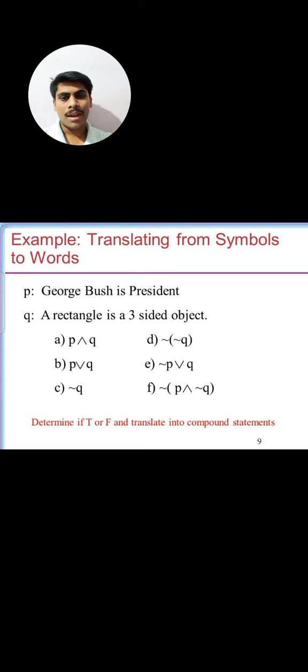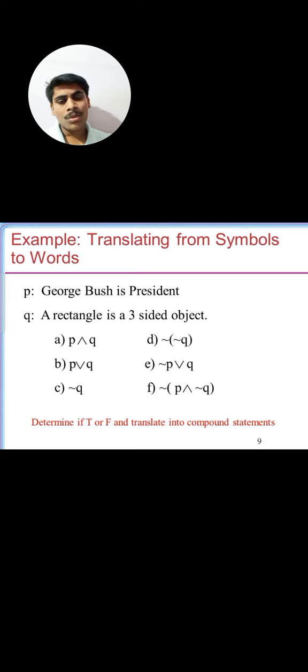Next, examples of translating from symbolic to words. Let p be 'George Bush is the president' and q be 'a rectangle is a three-sided object'. Then p conjunction q, and option B is p disjunction q, negation of q, negation of negation of q, negation of p union q, negation of p intersection negation of q. These are called translating from symbolic form to words.